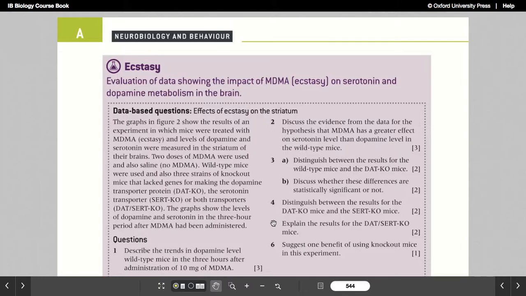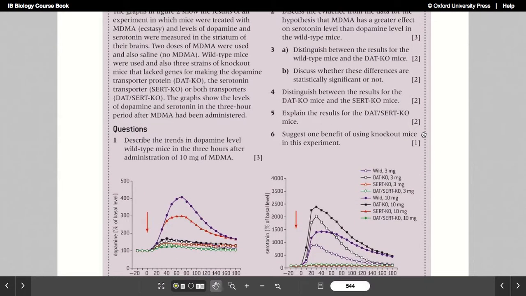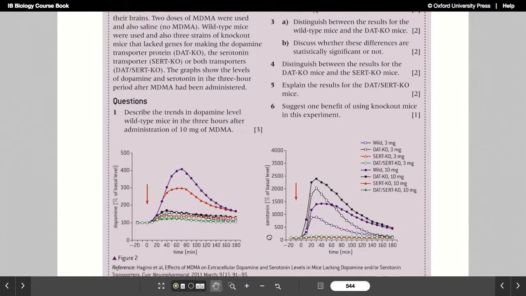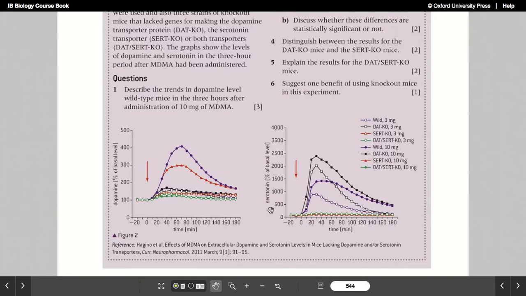Ecstasy, I would say, is excitatory, also known as MDMA. It's going to impact serotonin and dopamine metabolism, so it basically keeps those things in that synapse. I think we might have talked about this in your class, but 17 and 18 are starting to blend together a little bit for me.